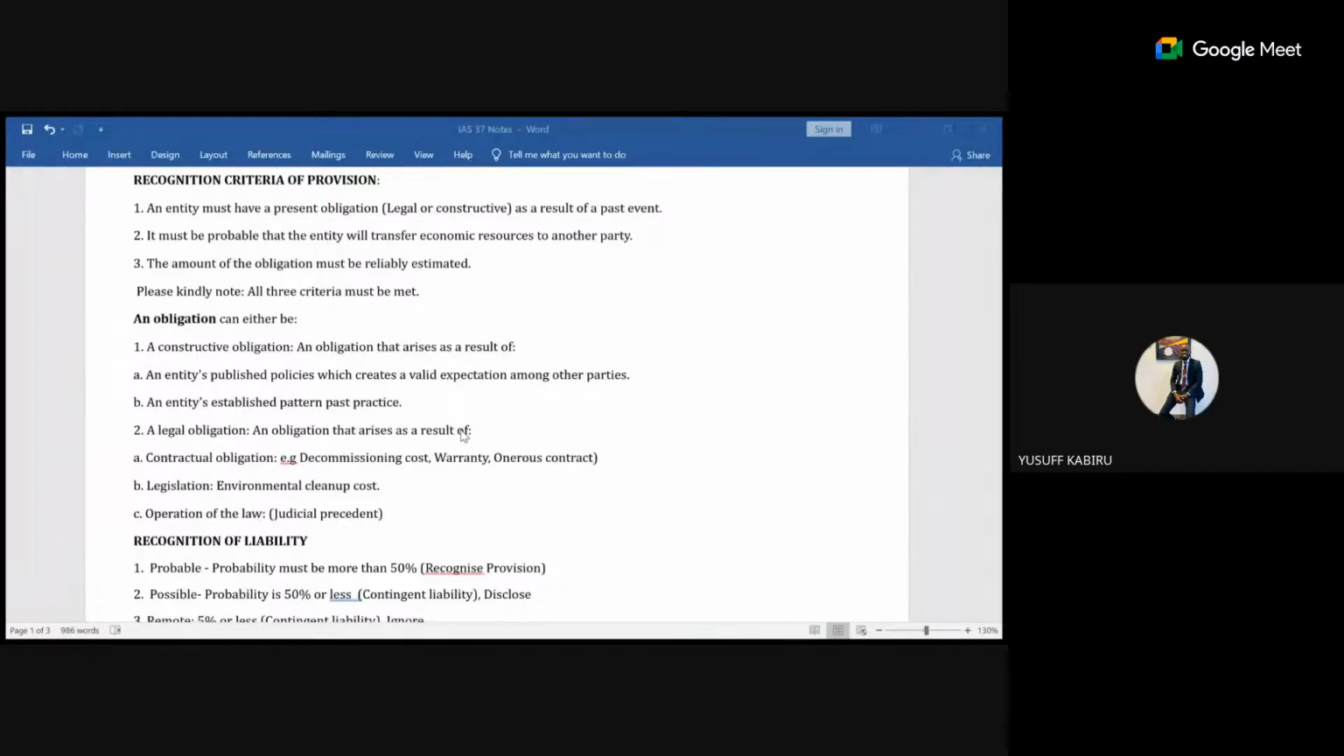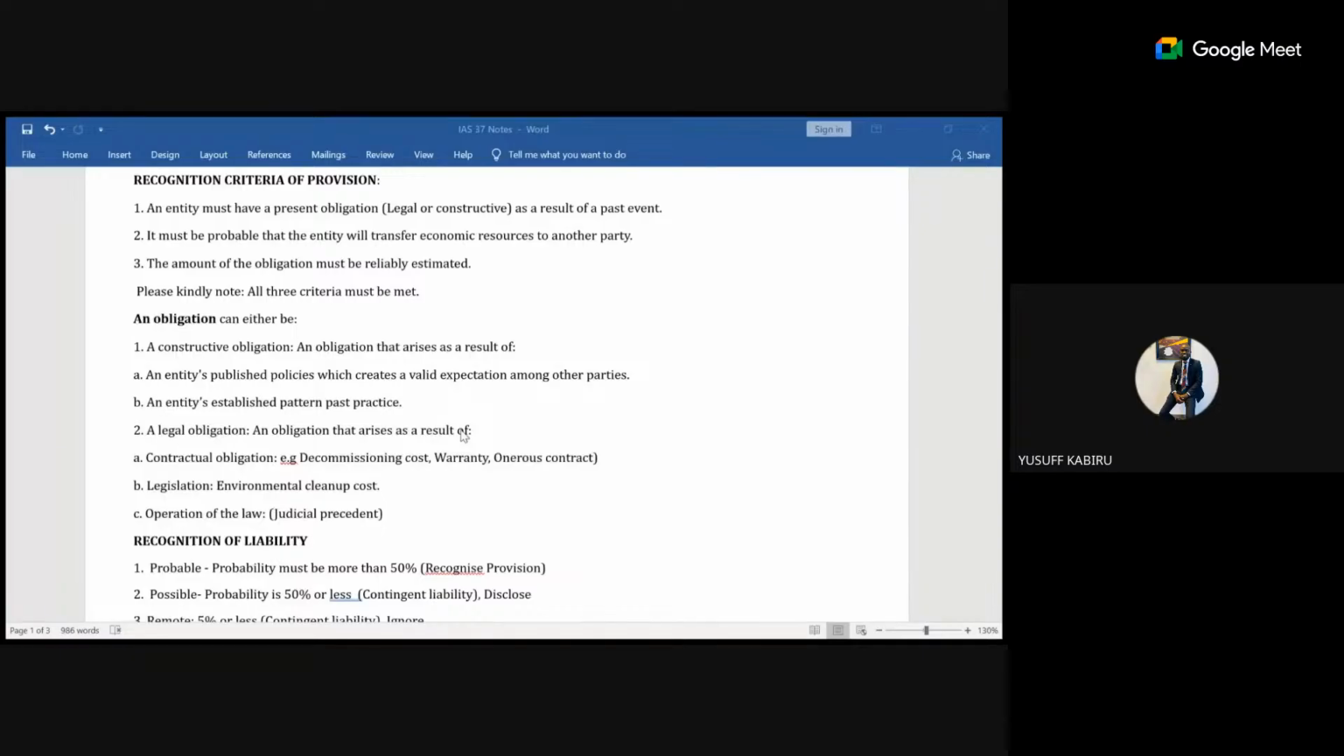So that is the first one. And that also correlates with the second point, which is that an entity establishes a pattern of past practice, something you have been doing in the past, something you as an organization have established that you are going to be doing for a community. Or maybe you are going to be building a school for a community every year.